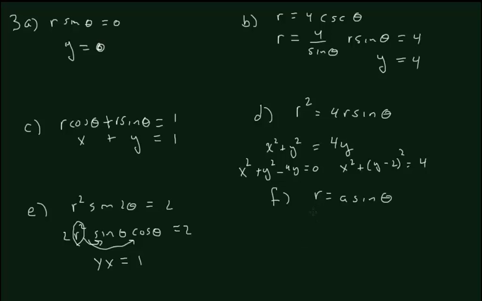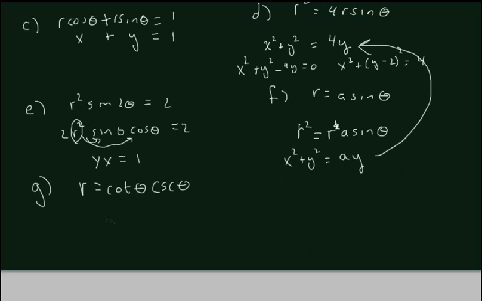Okay, f. Now in f, in class, you would take a little bit of time, but right now I'm going to spoil it and say you're going to multiply both sides by r. So r squared equals r times a sine theta. x squared plus y squared equals a y, and that looks like this one here, so it's also a circle.